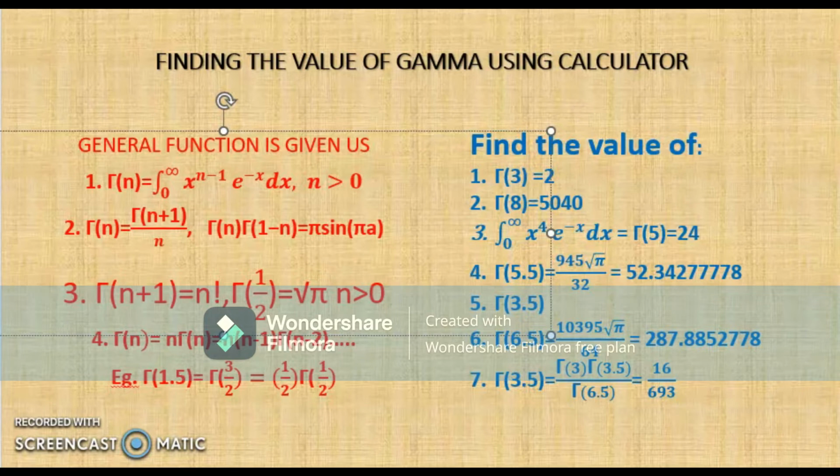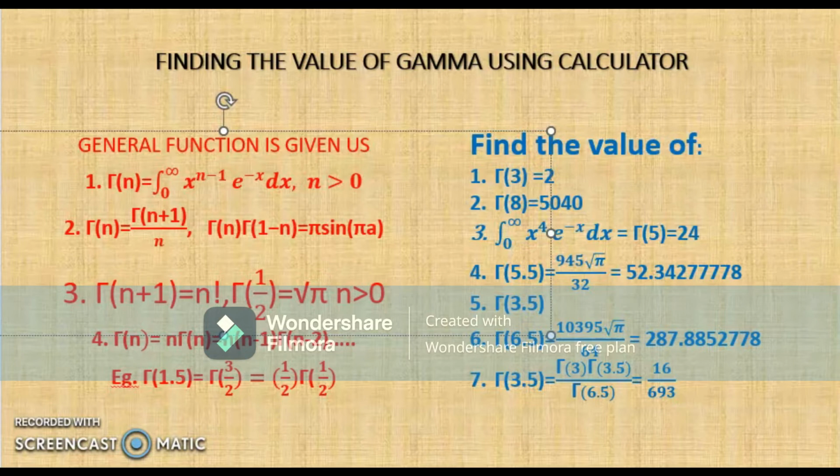0 to infinity of x to the power n minus 1 multiplied by e to the power negative x with respect to dx, where n is positive. Note that the integral is always with respect to x. So when you pick your calculator, you realize that it's always with respect to x.